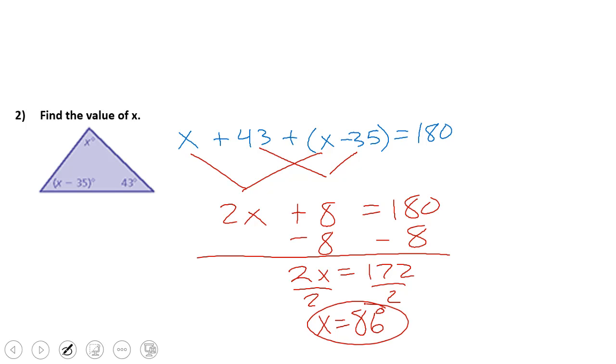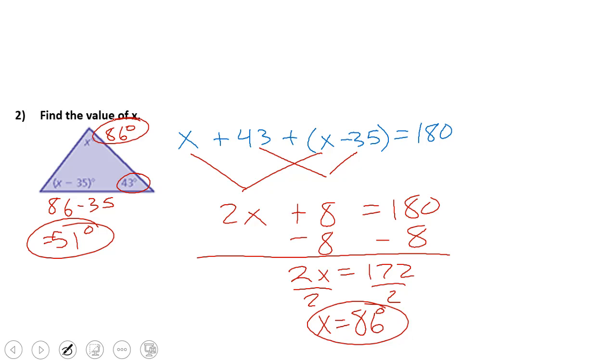If I asked you for the measurement of all the angles, well, we know that this angle x up here would be 86 degrees. We have this angle that's already 43. To find the third angle, you would have to take 86 and subtract 35 to get that one. And 86 minus 35 would be what? That is 51 degrees. That is correct, 51 degrees.